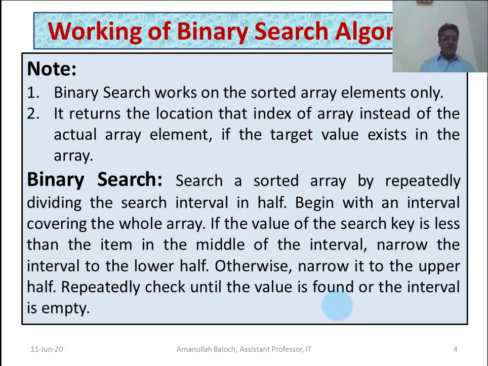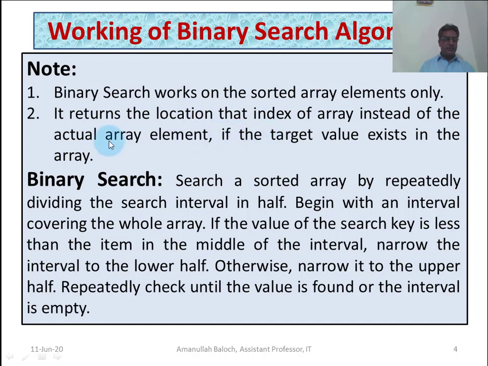Working of binary search algorithm. Binary search works on sorted array elements only. It does not work on an unsorted array. Instead, it works on a sorted array. The computer will first sort the array in ascending order, and then the binary search algorithm will perform the operation on that sorted array. It returns the location, that is the index of the array, instead of the actual array element. If the target value exists in the array, it will return the index of that target value, not the target value itself.